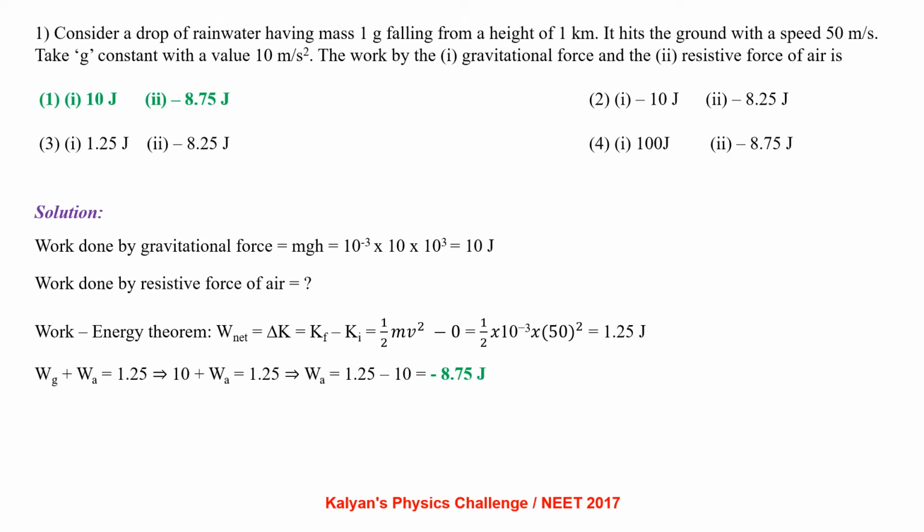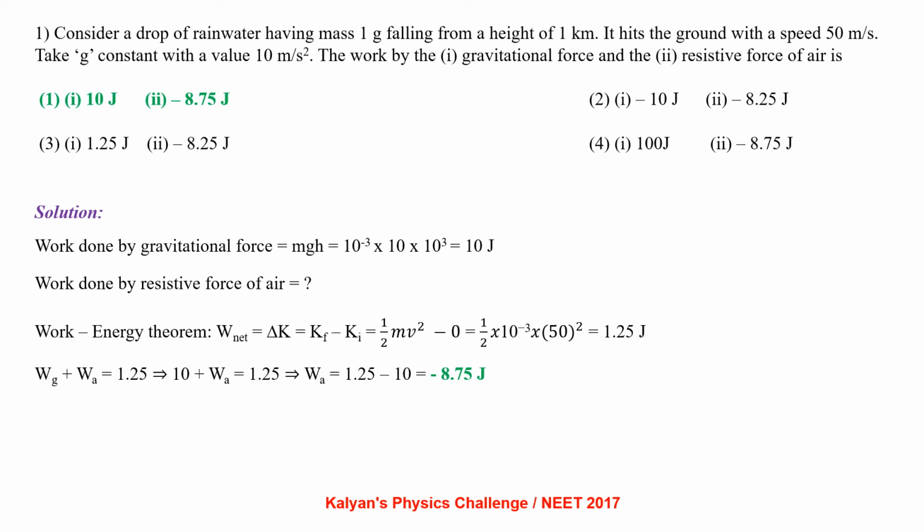Consider a drop of rainwater having a mass of 1 gram falling from a height of 1 kilometer. It hits the ground with a speed of 50 meter per second, taking g constant with a value of 10 meter per second square. Find the work done by gravitational force and resistive force of air.